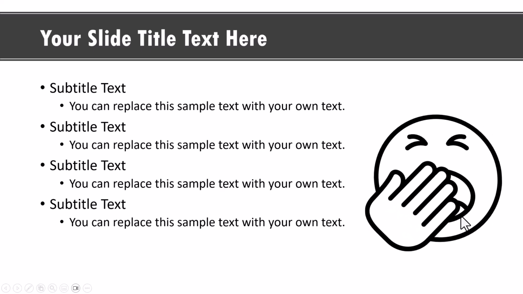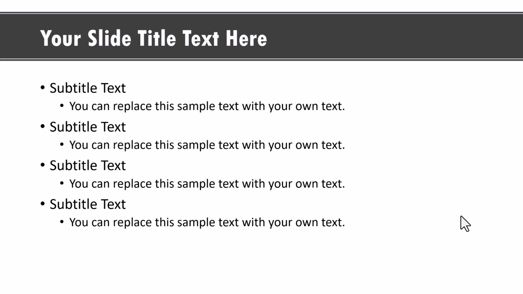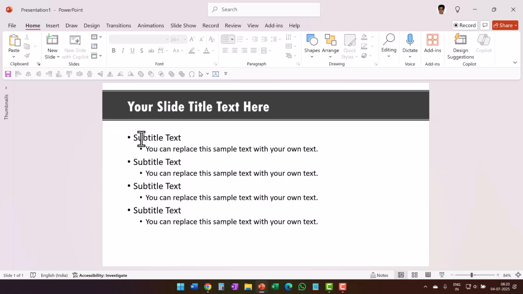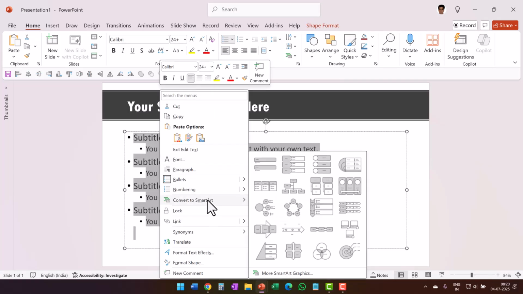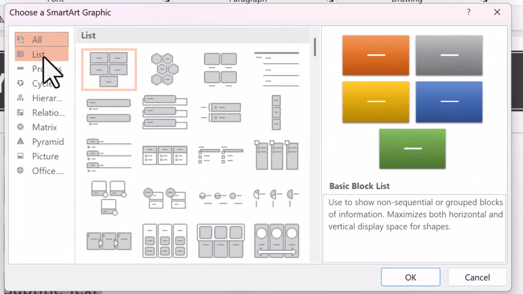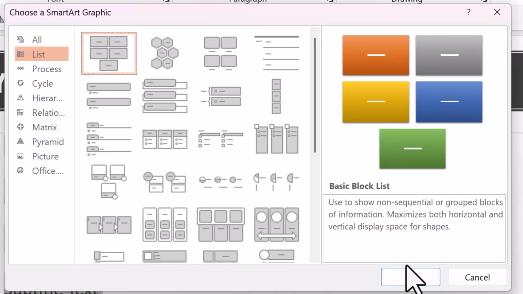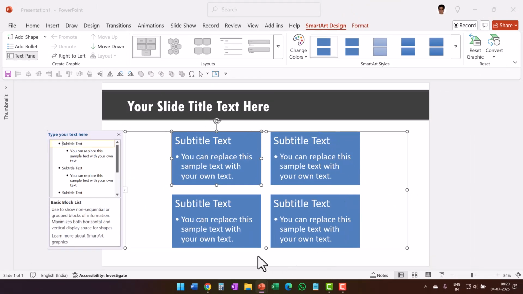So here is a boring bullet point list. Let us try and make this more engaging and interesting. The first step is to select everything, right click and go to convert to SmartArt and use one of the basic SmartArt list elements. So go to list and select the first one and say okay. Now right away I have a much better looking layout.